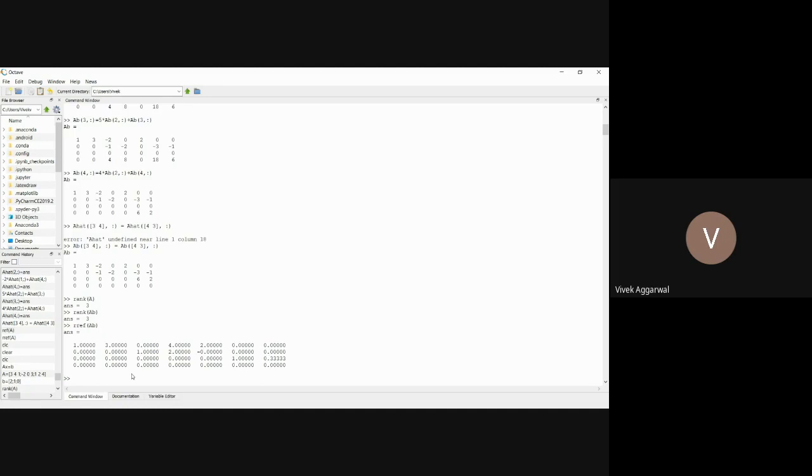Now I will tell you that using this row reduced echelon form, the Gauss Jordan method, we can find the inverse of a matrix also.